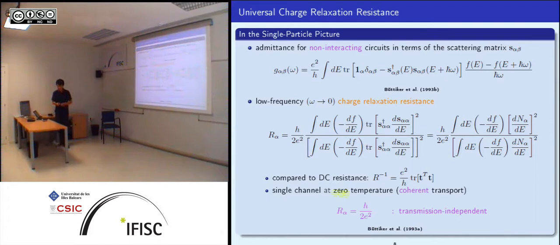One thing that is very interesting here is that if we have only one channel, where alpha is the channel index, and at zero temperature, this derivative of the Fermi distribution with respect to energy becomes the delta function. So this integration goes away, and we have the same quantities in both the numerator and denominator. Then we get a very unique constant, an independent constant.